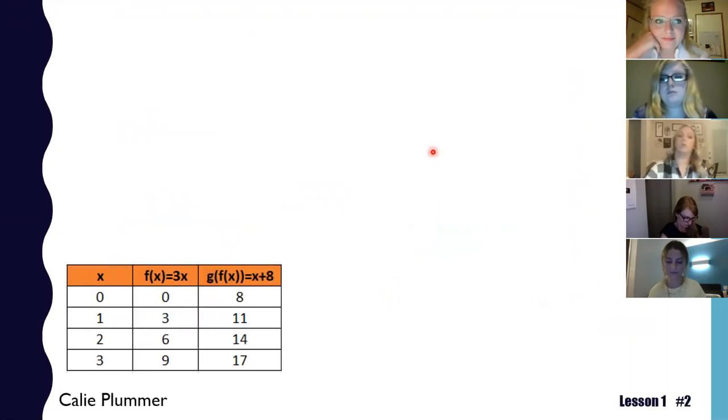And so when we look at these, we see we have our original x variables here as 0, 1, 2, and 3. And then we have our f of x function, which is a 3 multiplier, which just means whatever x is, which are these numbers, we're multiplying by 3. And then our g function is our add 8 function, which means whatever our answer for our f of x function is, we're going to add 8 to it.